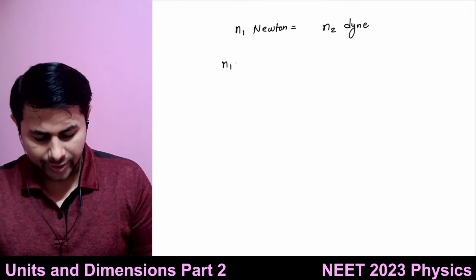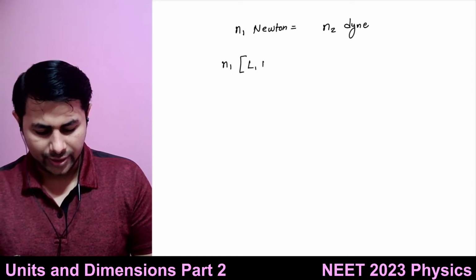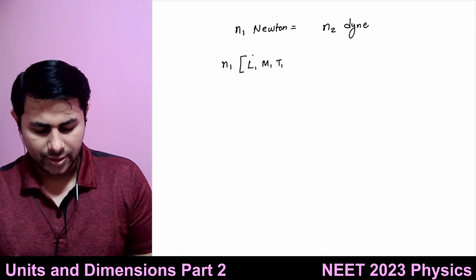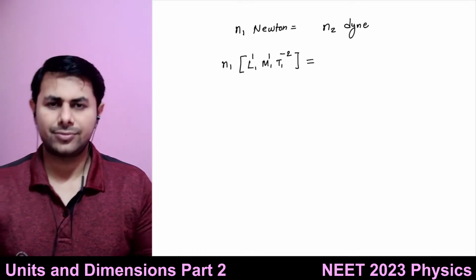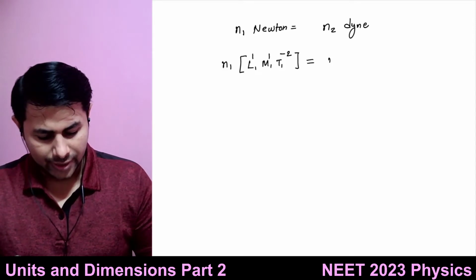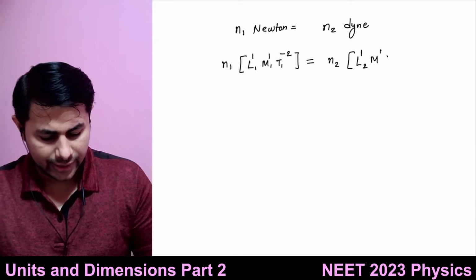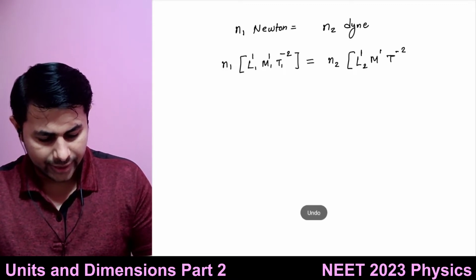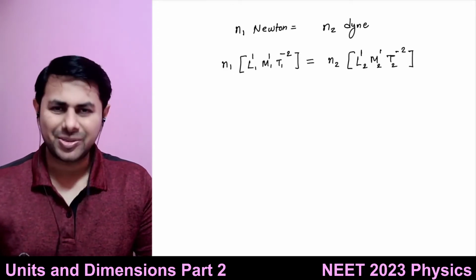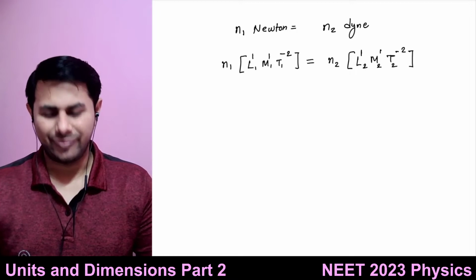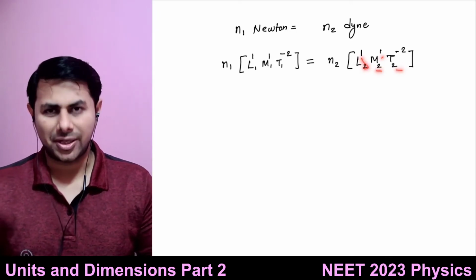Okay, so N1 Newton equals N2 dyne. So I can say N1 multiplied by this Newton can be written as what? It is L1 raised to 1, M1 raised to 1, T1 raised to minus 2. Okay, and dyne can be written similarly as L raised to 1, M raised to 1, T raised to minus 2, and here the subscript will be 2. So L2 to the power 1, M2 to the power 1 and T2 to the power minus 2.